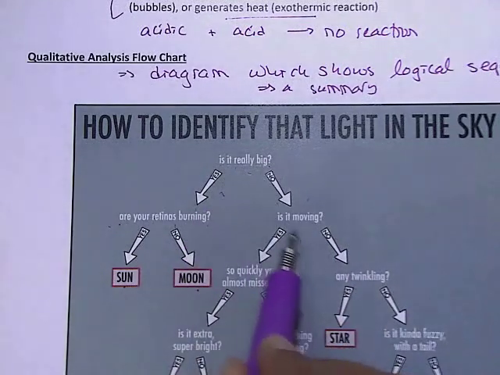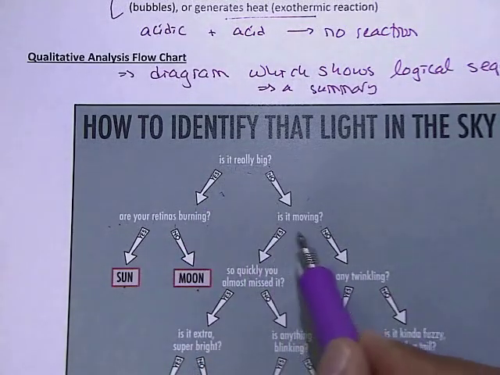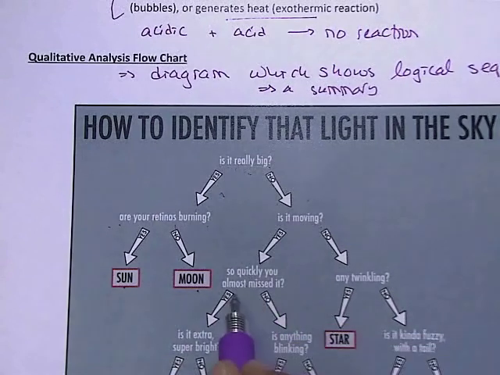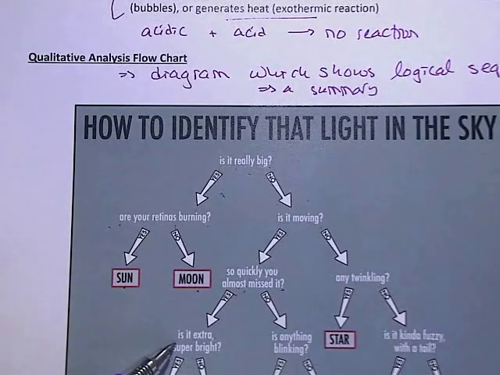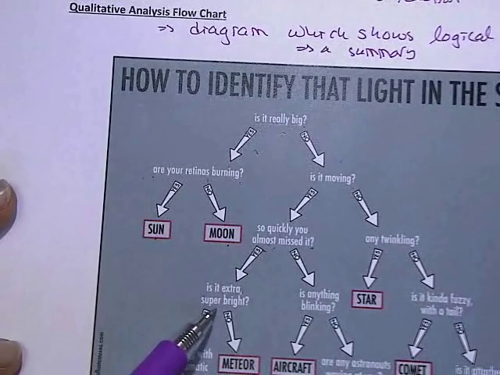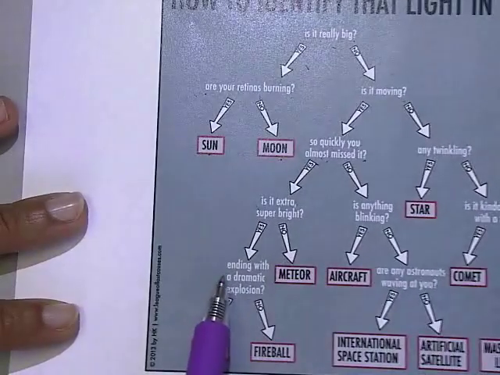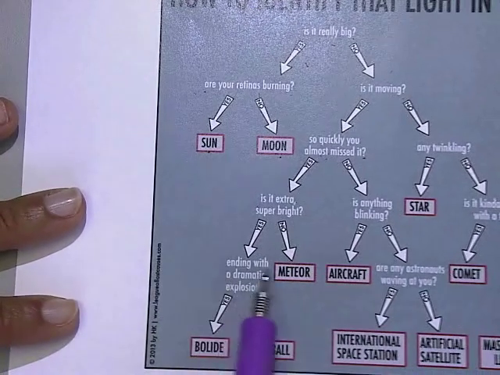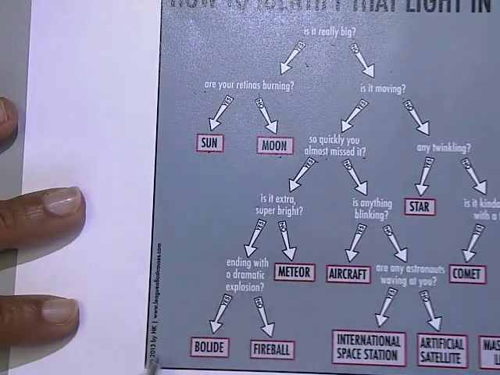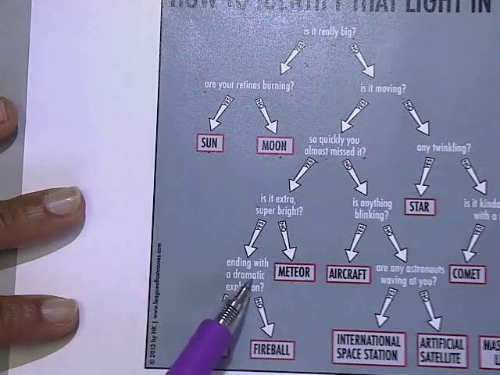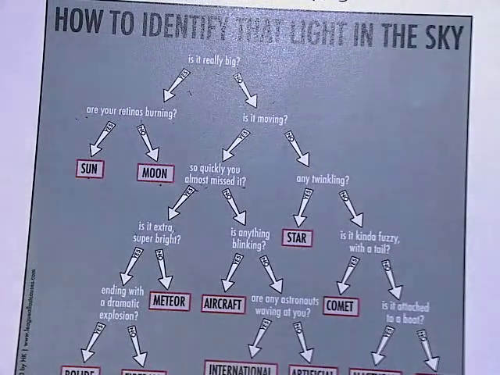If you answered no to the first question, you can ask yourself, is it moving? If you say yes, then ask another question. Is it moving so quickly that you almost missed it? If you answer yes, ask a follow-up question. Is it extra super bright? If you say no, then it's a meteor shower. If you say yes, ask another question. Does it end with a dramatic explosion? If you say no, it's a fireball. If you say yes, it's a bolide.